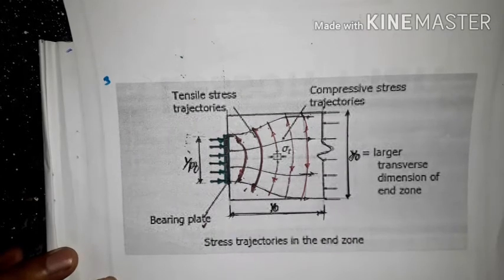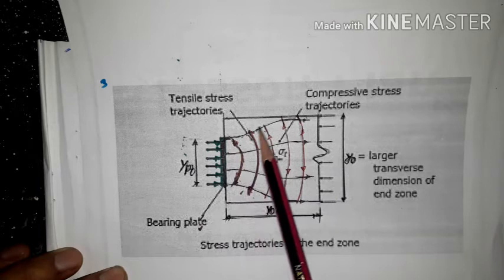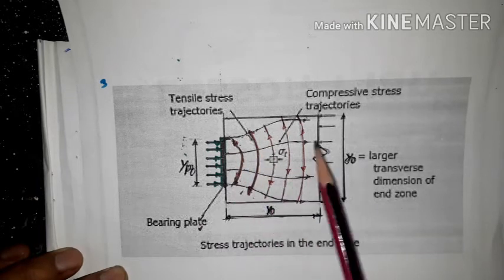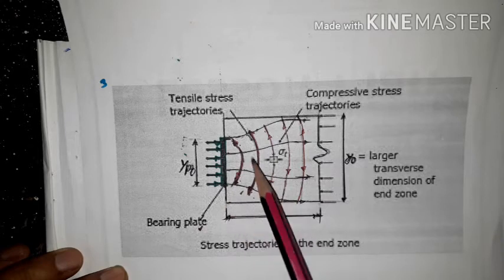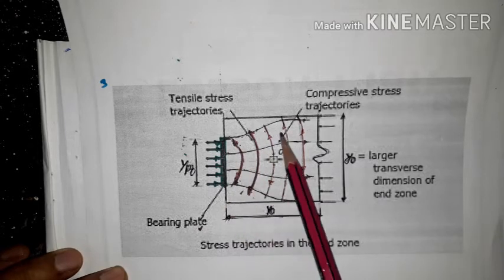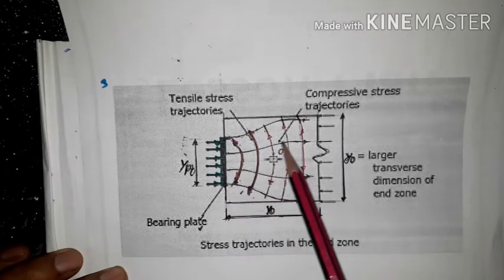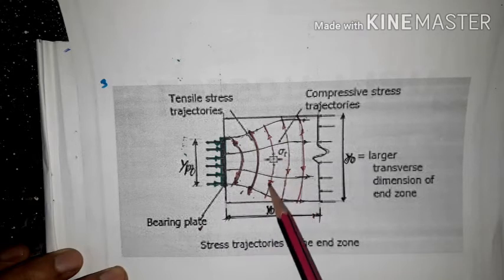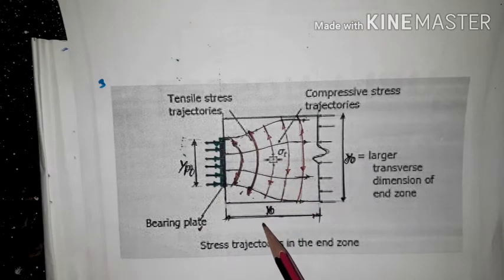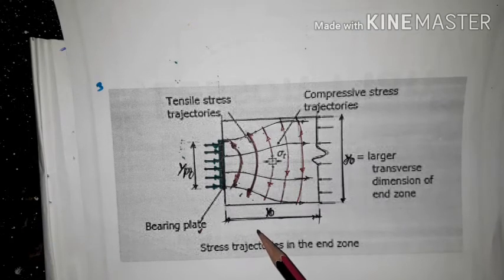As I told you, there are two types of flow of forces. One is in the longitudinal direction and one more is in the transverse direction. These forces travel in the longitudinal direction, and these are in the transverse direction. These forces will develop the compressive stresses and the tensile stresses in the concrete.